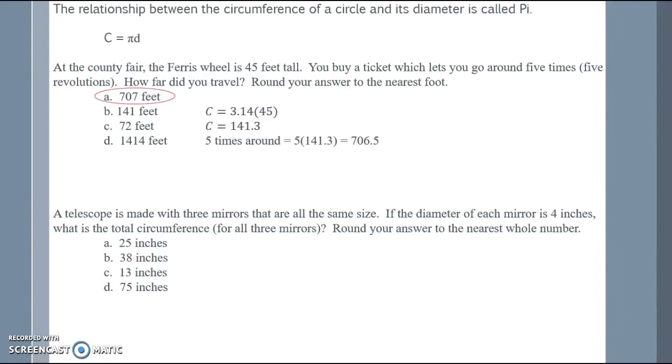A telescope is made with 3 mirrors that are all the same size. If the diameter of each mirror is 4 inches, what is the total circumference for all 3 mirrors? So to find the circumference of one mirror, we would take 3.14 times the diameter of 4, which gives me 12.56. Conveniently, that's part C, but we have 3 mirrors. So I need to take that times 3, giving me 37.7, or rounded to the nearest whole number, 38 inches, so part B.